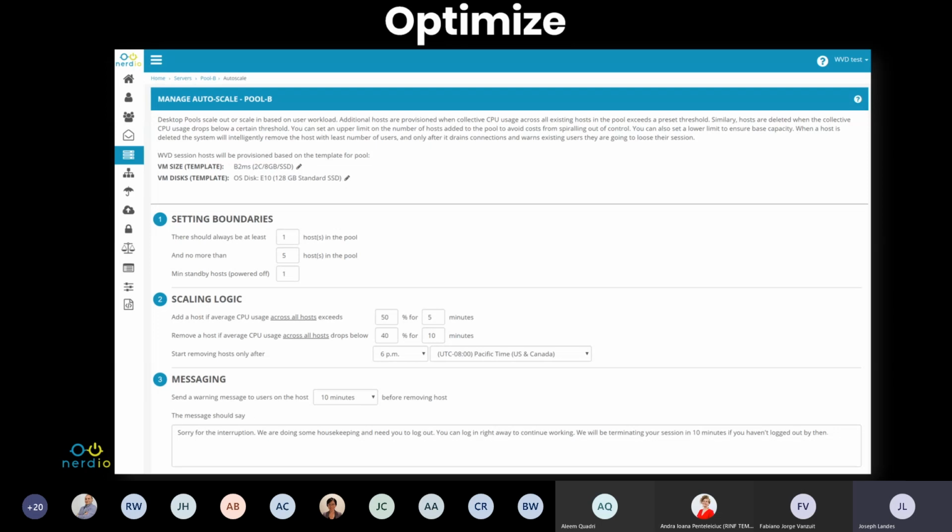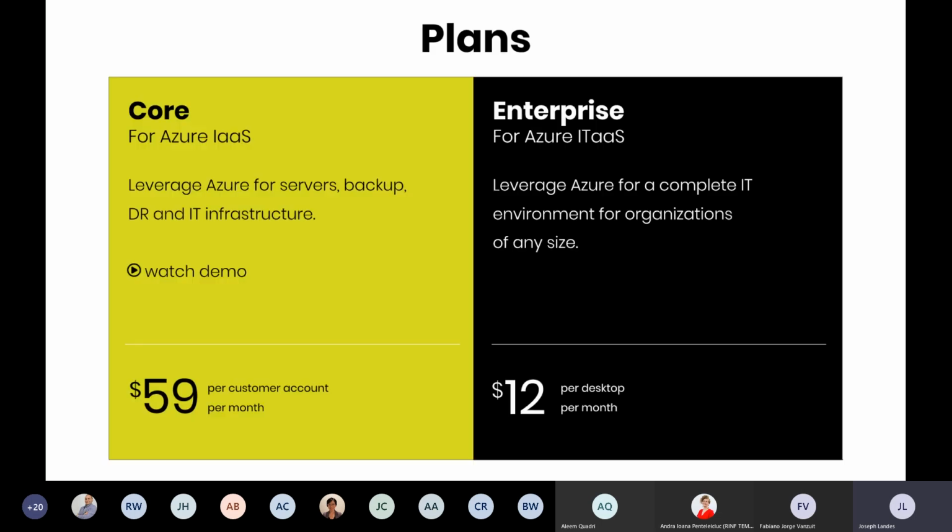And then finally, the 4th investment we've made is what we spoke about earlier: optimization. Being able to automate and leverage autoscaling to ensure that you could spin down the Azure resources that you don't need to use in the off hours and spin them back up ahead of time when they can be used. So these are the 4 areas of investment that we've made with Nerdio for Azure.